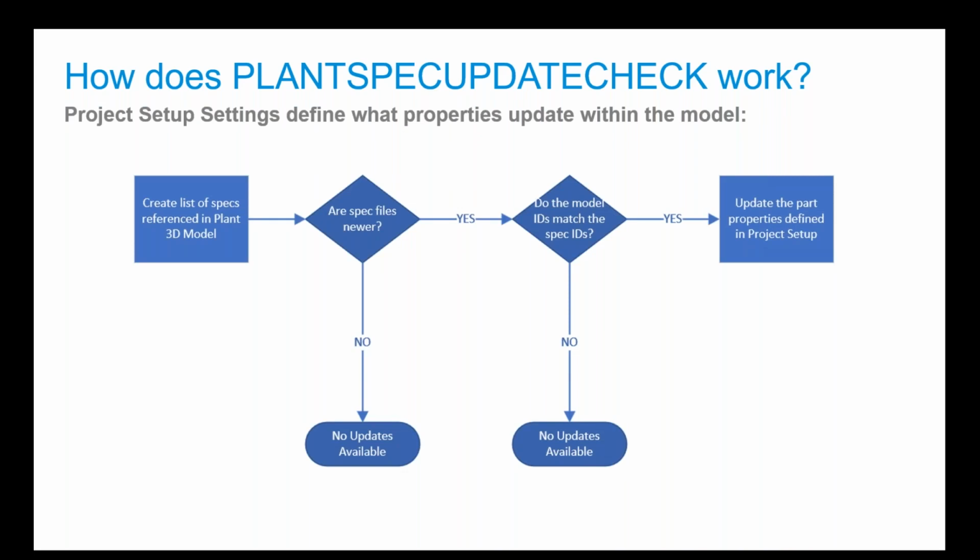Now, the next thing that I wanted to talk about is what are the things that you need to do or know when you do a plant spec update check in a working environment. So we just put a small flowchart to explain for both administrators and users the do's and don'ts here. So what you should do here is create a list of specs referenced in the Plant 3D model. Always create a list so you know what specs are used as reference in your Plant 3D model or the Plant 3D project.